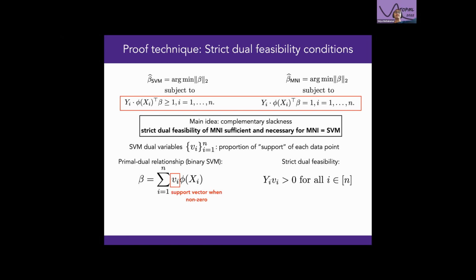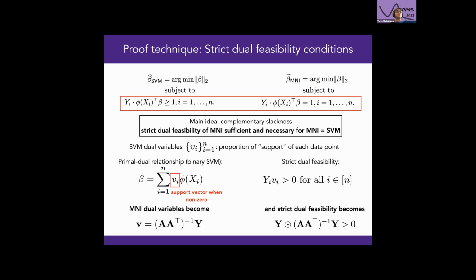And by the way, this relationship is for the optimal solution, not for all of the things. And we note that when Vi is non-zero, we say that data point i is in fact a support vector. So what we really want to check here is the strict dual feasibility condition for the solution obtained by the MNI, which is simply that Yi multiplied by Vi is strictly greater than 0 for all values of i in the training data set.